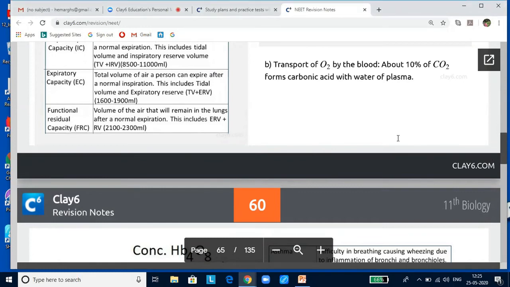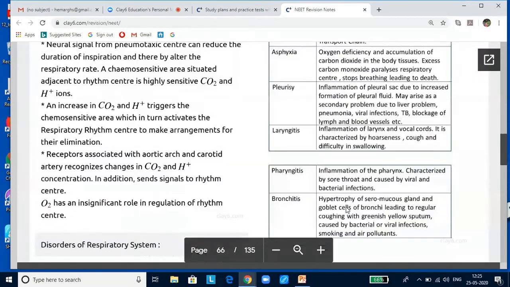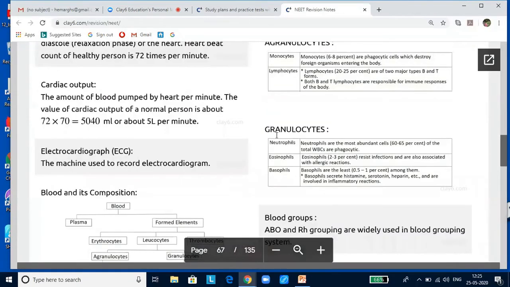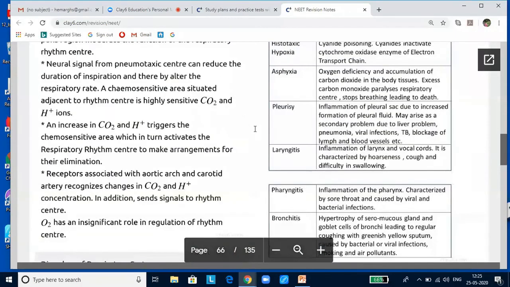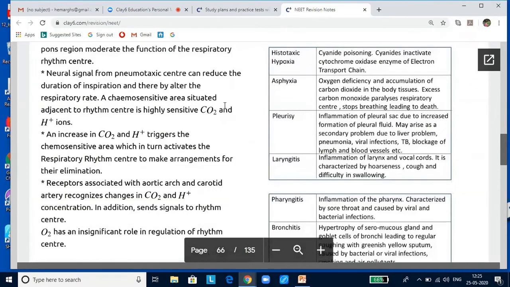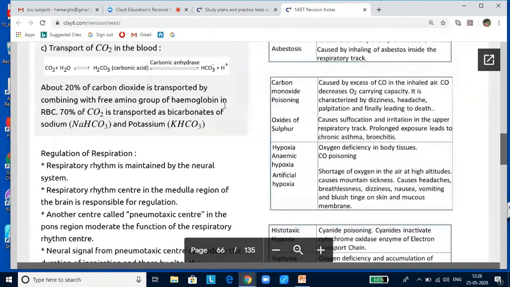Now, how is respiration regulated? Respiratory movements are under the control of the medulla oblongata. The basic rhythm of respiration is controlled by the respiratory center, which is present in the brainstem, that is the medulla and the pons. The basic rhythm of inspiration is controlled by the medulla and the pons.